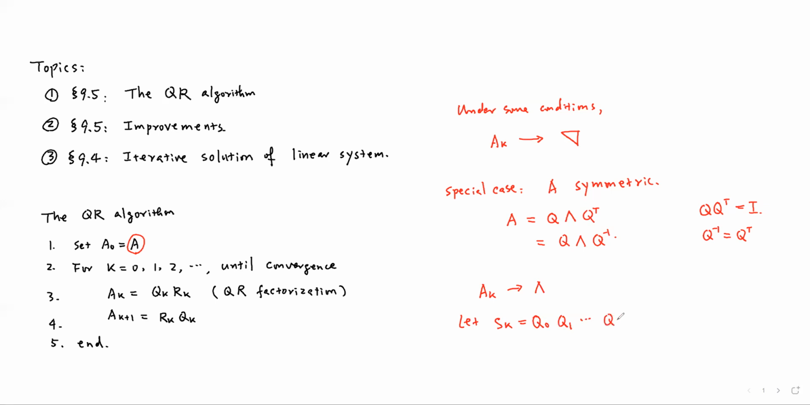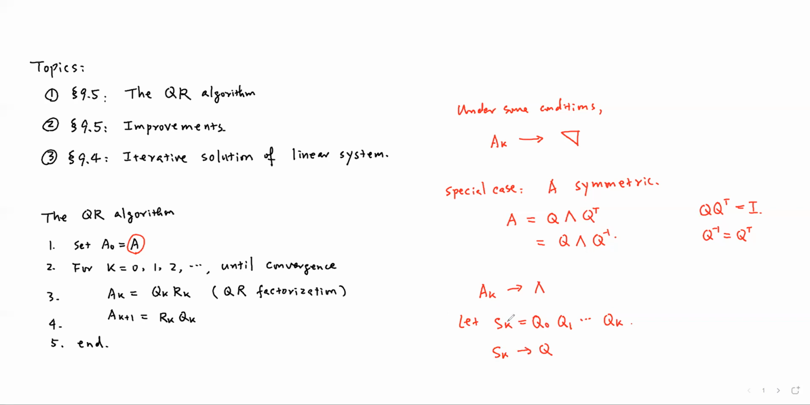And so on. Let's compute the multiplication of Q0 to QK. Then I use SK to denote the product. Then it can be proved SK will approach this Q. The columns of this Q are eigenvectors. So in this special case, for the QR algorithm, the iterate AK will approach a diagonal matrix consisting of eigenvalues.